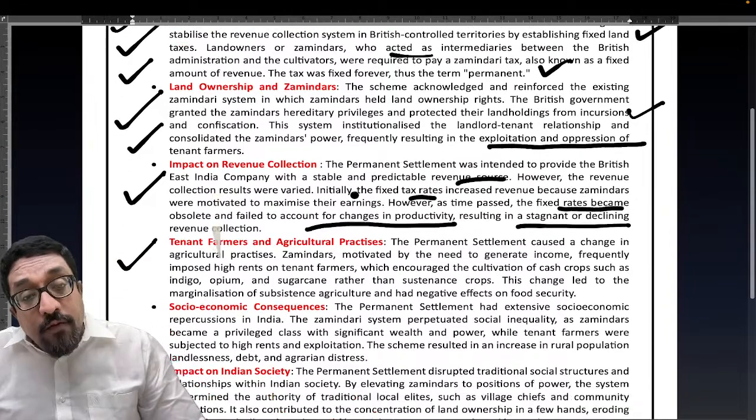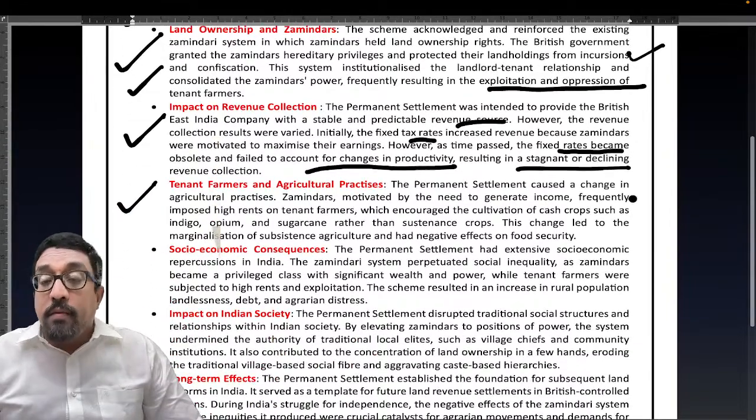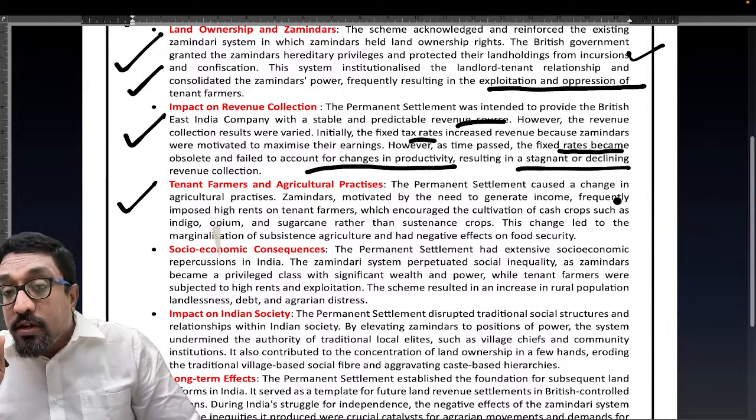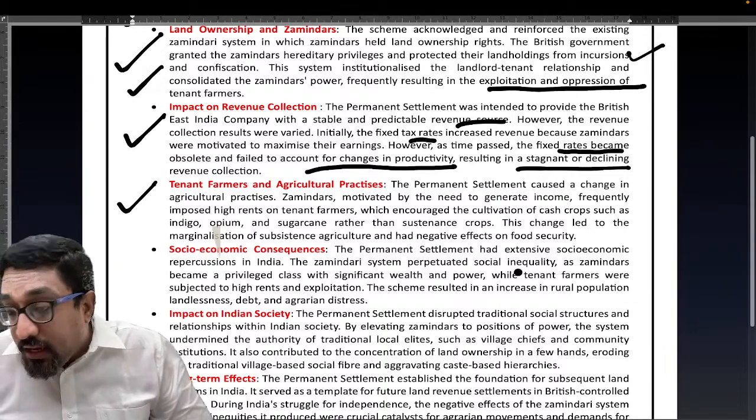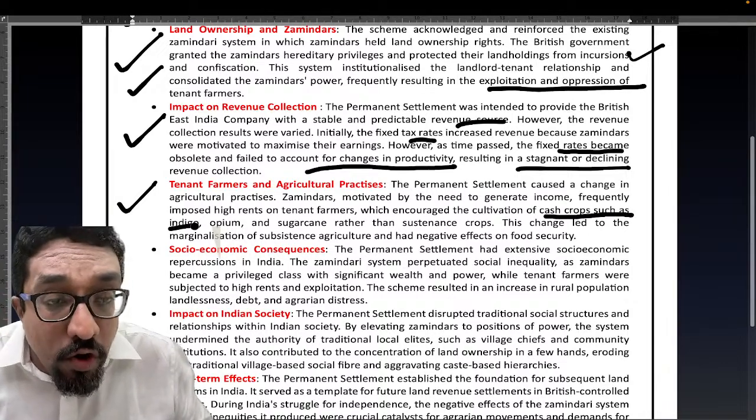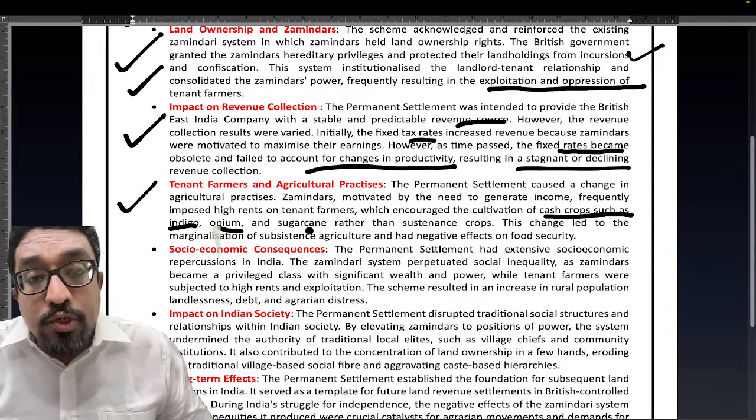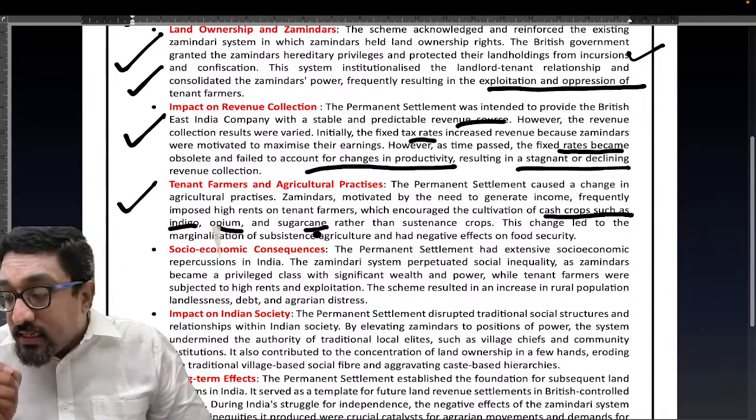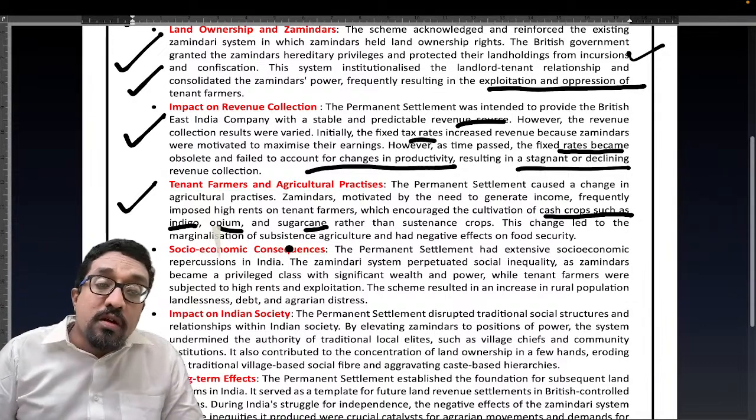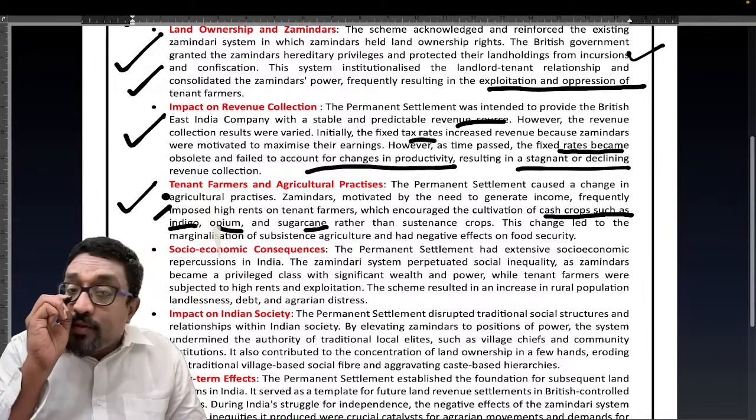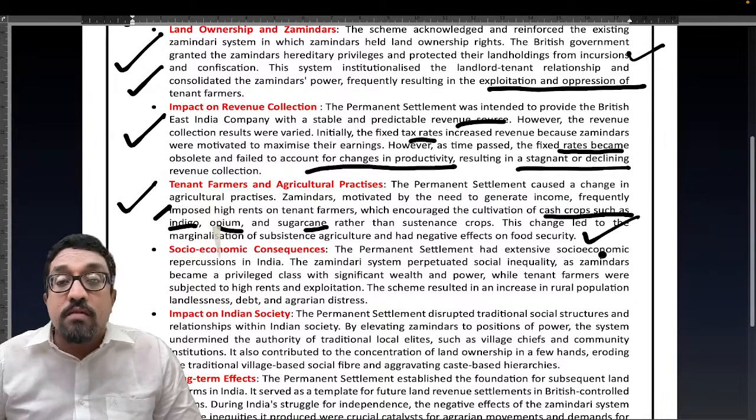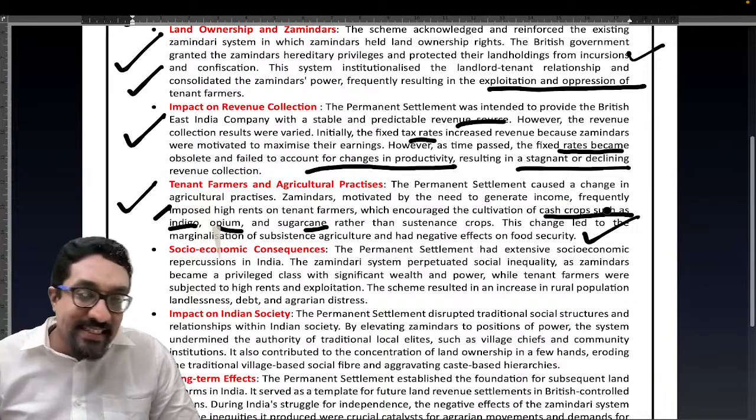The third one, tenant farmers and agricultural practices. Permanent settlement caused a change in agricultural practices. Remember commercialization of agriculture? Basically, cultivation of cash crops such as indigo, opium, sugarcane, rather than sustenance crops. This change led to marginalization of subsistence agriculture and had a significant and strong impact on food security.